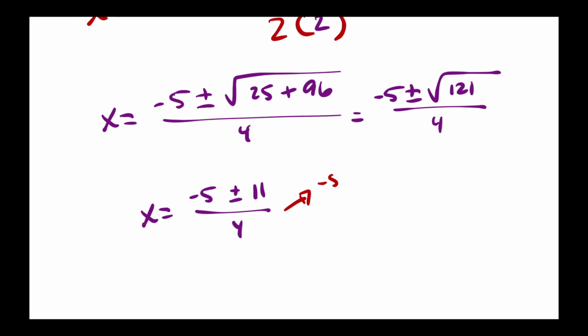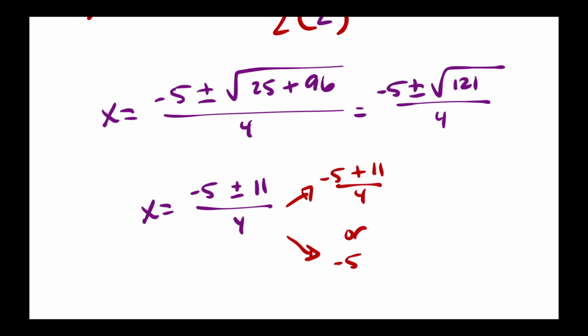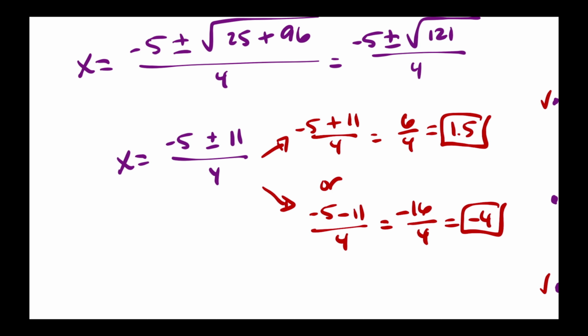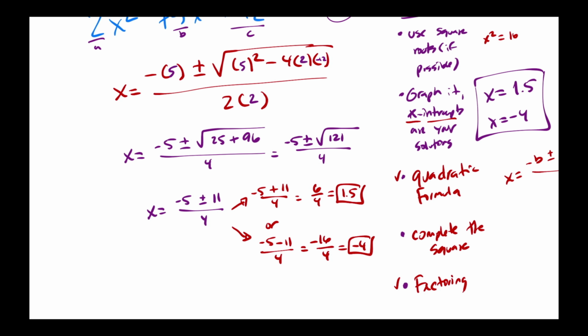We have one answer, which is -5 plus 11 divided by 4, or -5 minus 11 over 4, right? That's what that plus or minus means. We're either adding the two numbers on the top in the numerator, or subtracting the two numbers. So let's see what we get. Negative 5 plus 11 is 6 over 4. And if I do 6 divided by 4, guess what I get? I get 1.5. So x equals 1.5. Or negative 5 minus 11 is negative 16. Negative 16 divided by 4 is negative 4. There you go. And that's the two answers we got before, right?